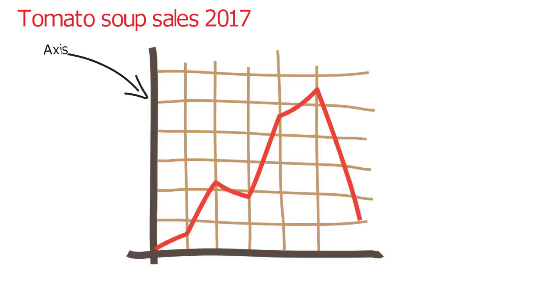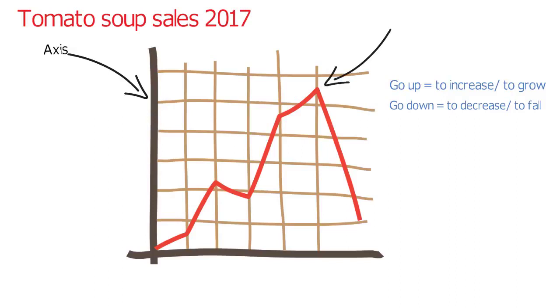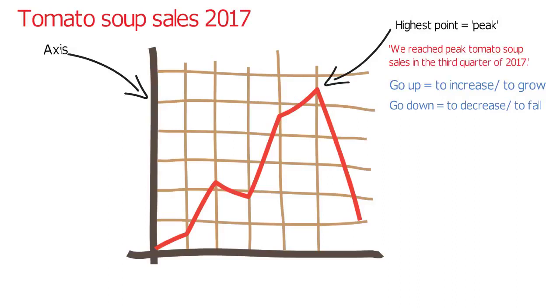If the line or bar is going up, then you can say that tomato soup sales are increasing or growing. If it's going down, then it is decreasing or falling. The highest point is called a peak. For example, we reached peak tomato soup sales in the third quarter of 2017. The lowest point is normally only called the lowest point.